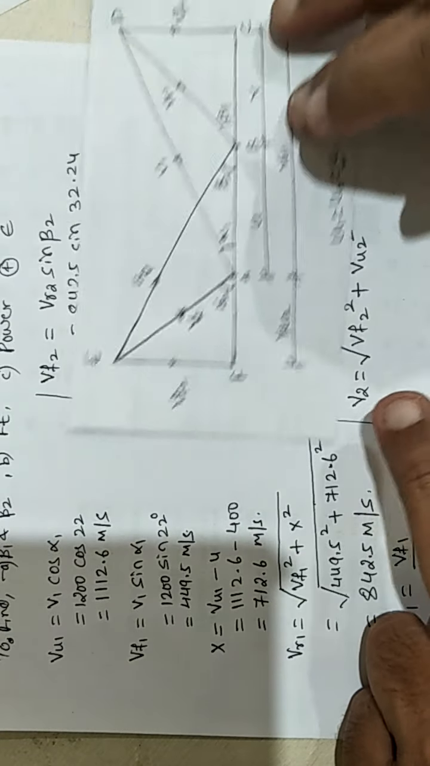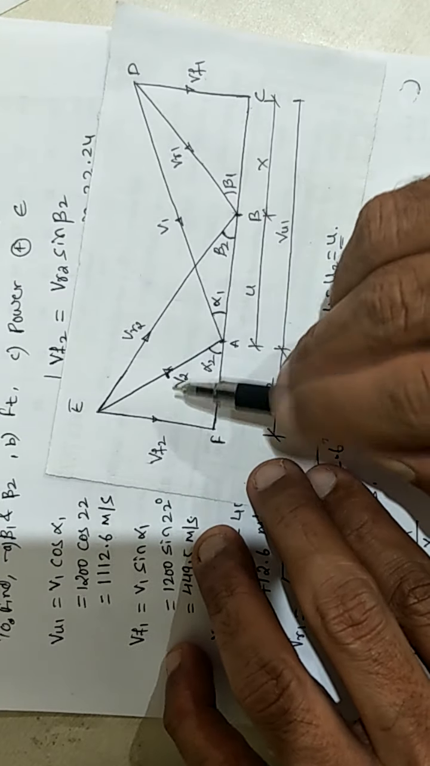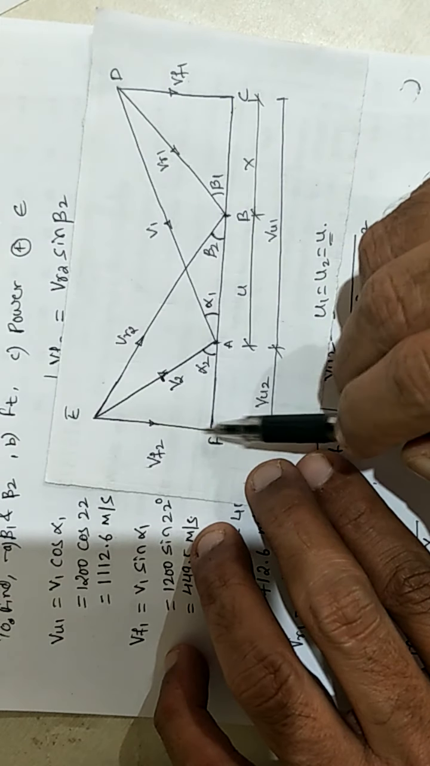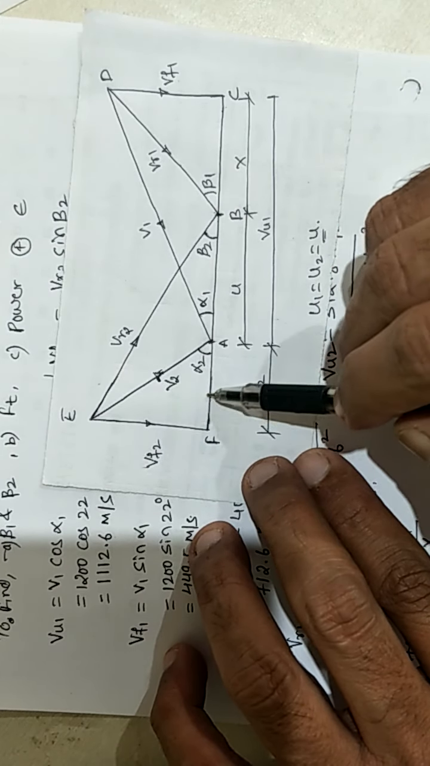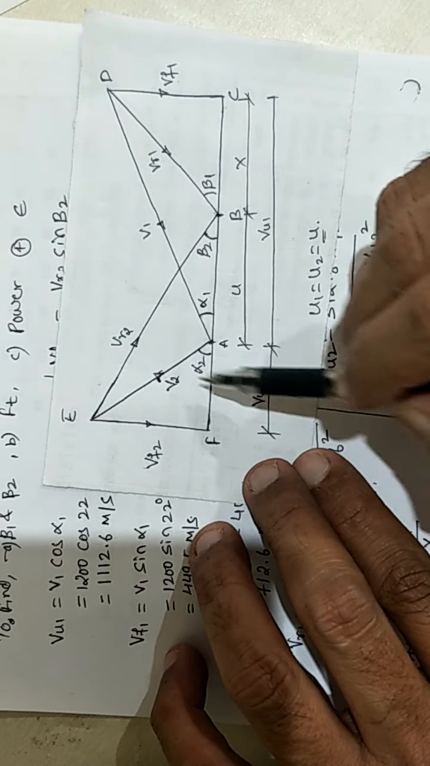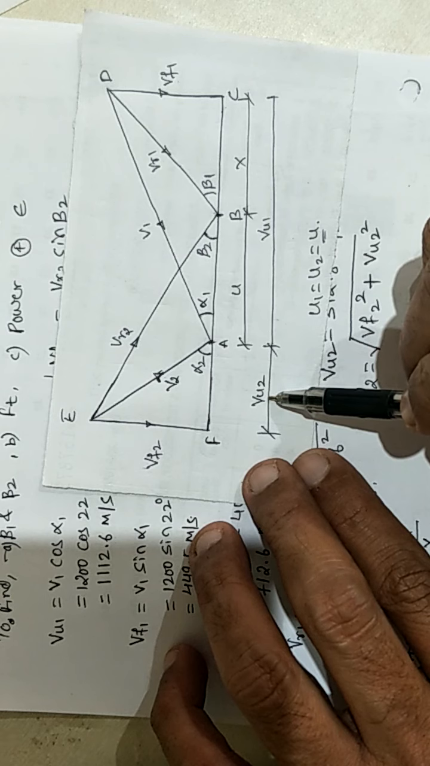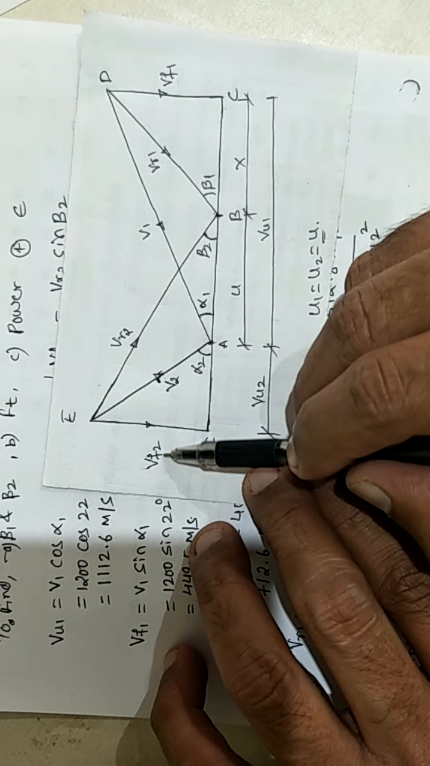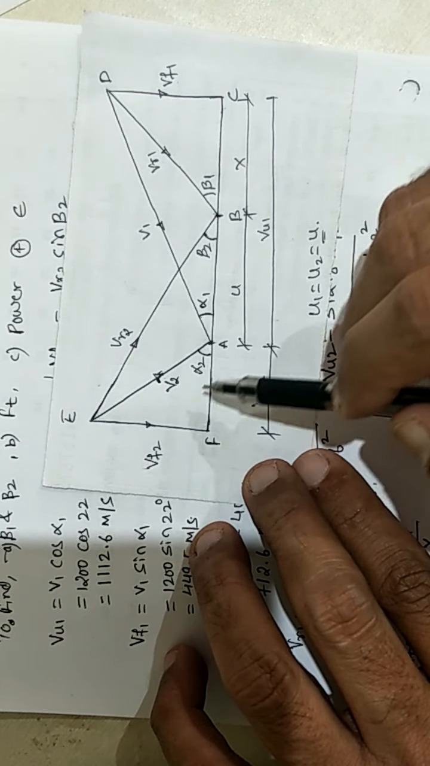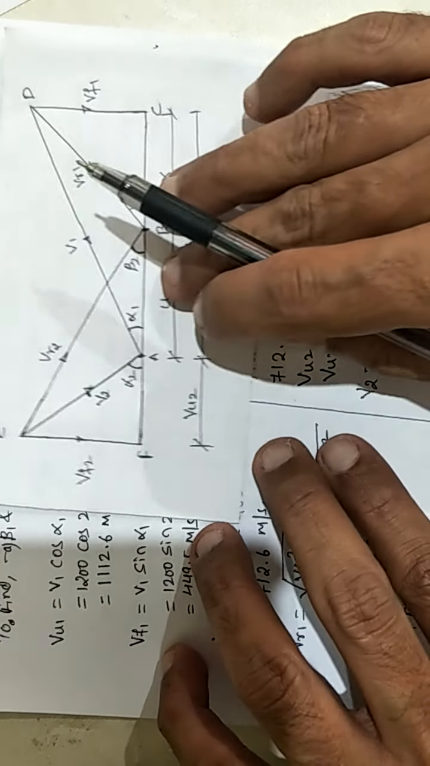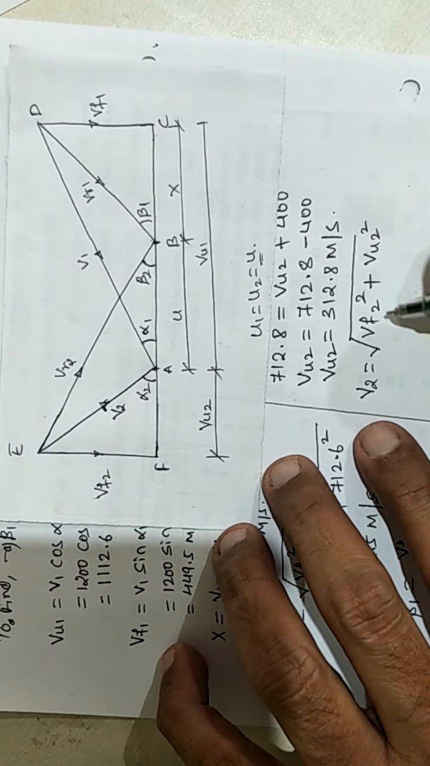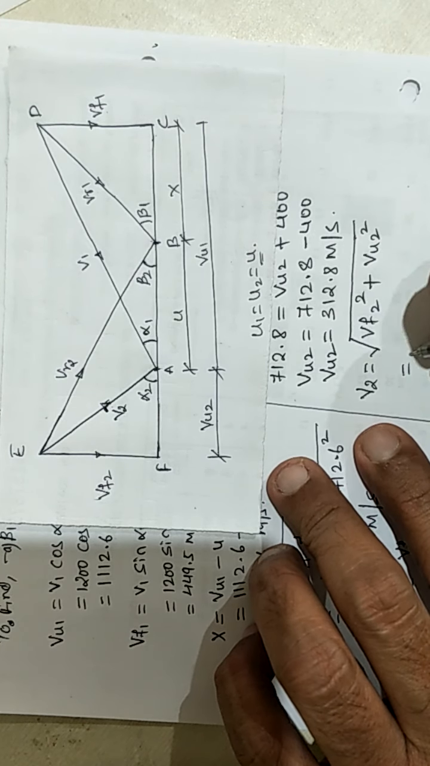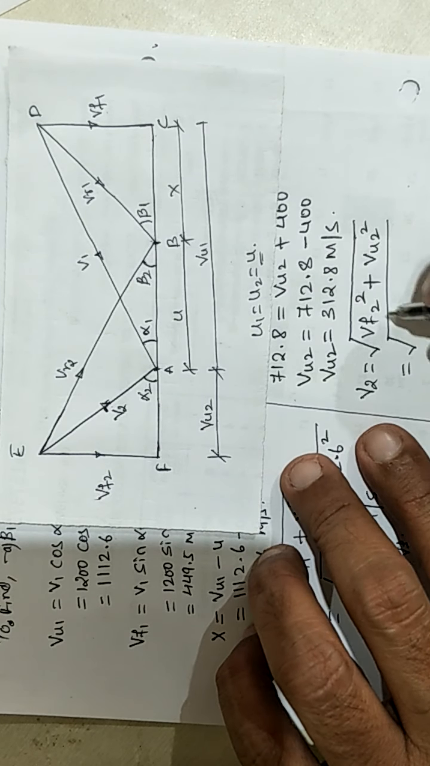Okay, so we know all the values. One more time I will explain. To calculate V2, consider this right angle triangle EAF. These two are the sides and this is the hypotenuse. V2 is the hypotenuse. We know the value of FA, which is VU2, and we also calculated the VF2 value. By substituting these two values in the Pythagoras theorem, V2 is equal to the square root of VF2 square plus VU2 square.